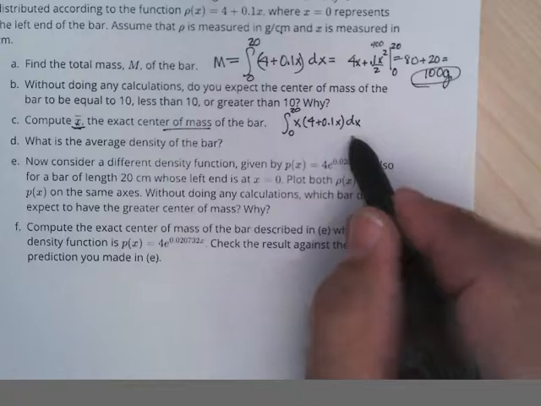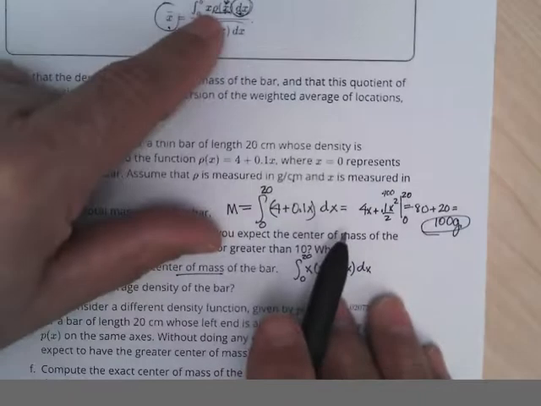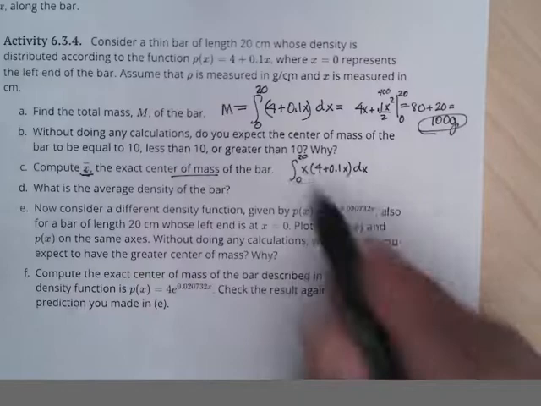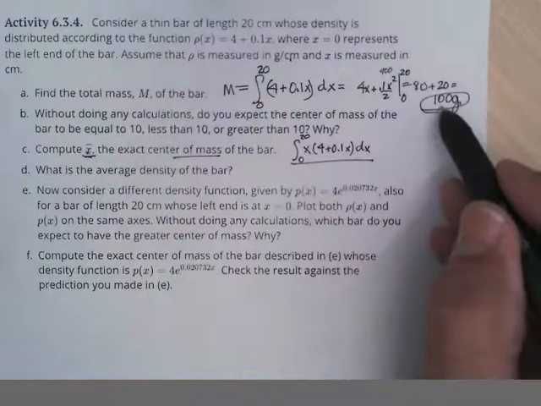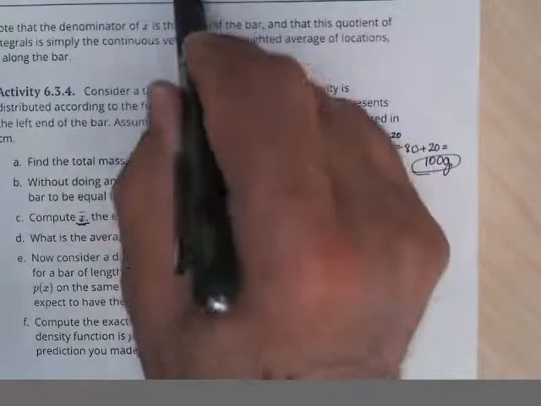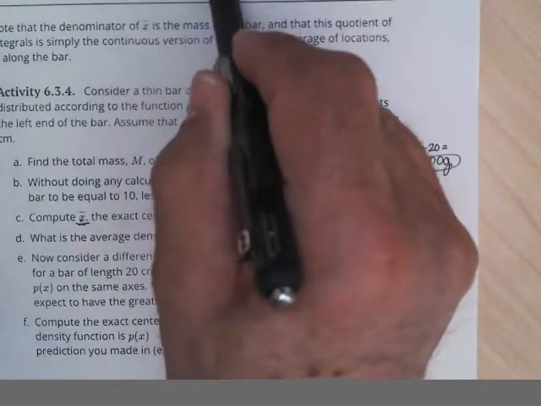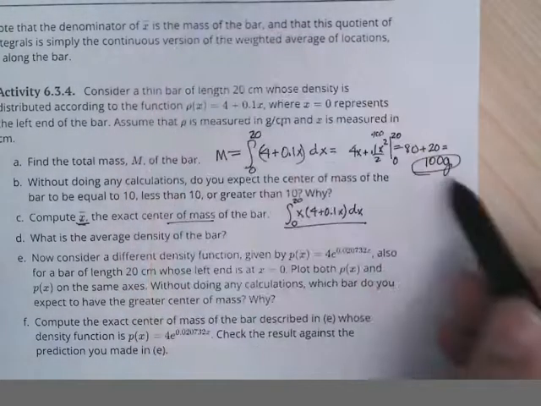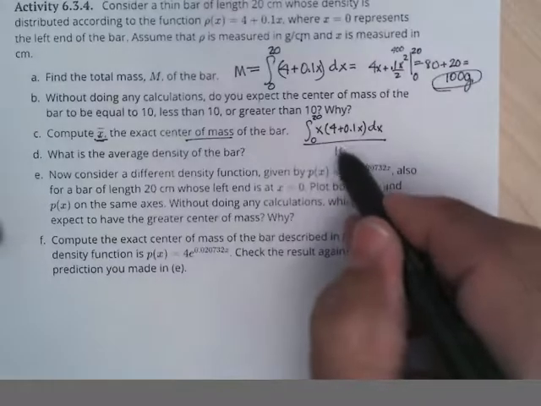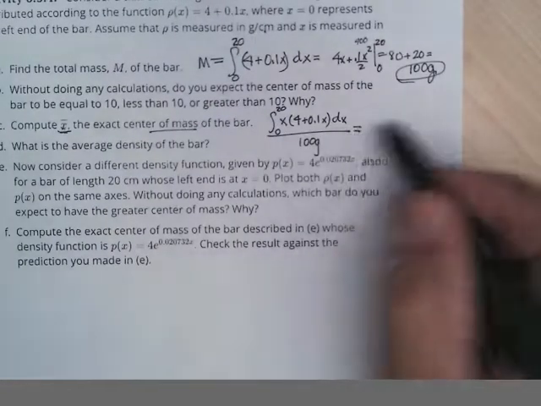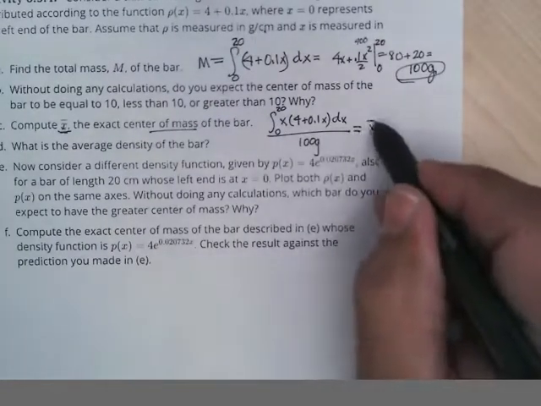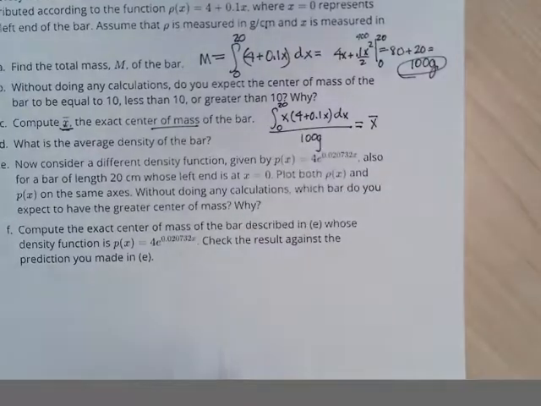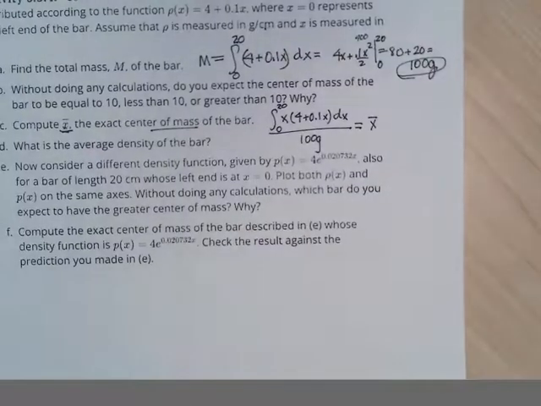The numerator of this, and then we divide it by the total mass, the density times the volume evaluated, which we already got as 100 grams. So we would have to work this out, and that will give us the center of mass. I assume you can do that and you can figure that out.